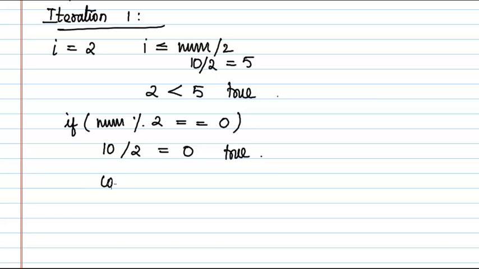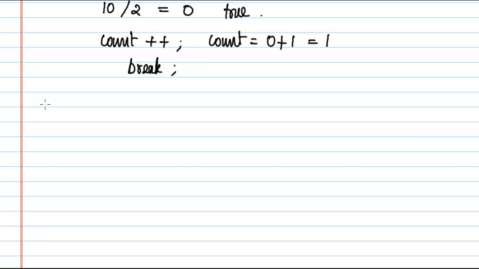Within this loop, the value of count is incremented. Now the value of count is equal to 0 plus 1, that is 1. When the break statement is executed, the loop will stop executing. The loop will terminate here. The next statement of the program will be executed where we check the condition if the value of count is equal to 0 and number is not equal to 1.